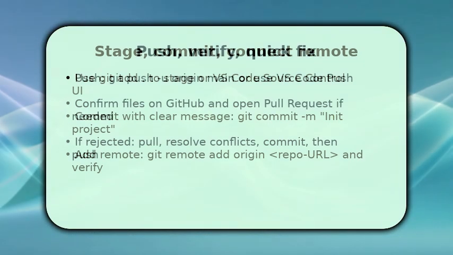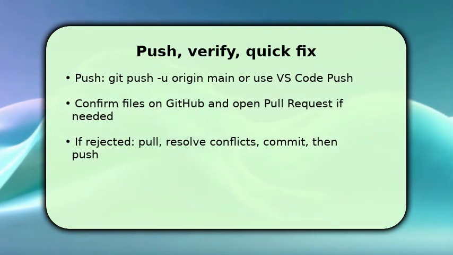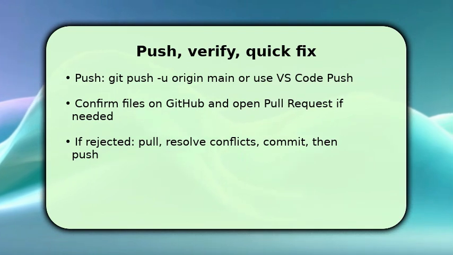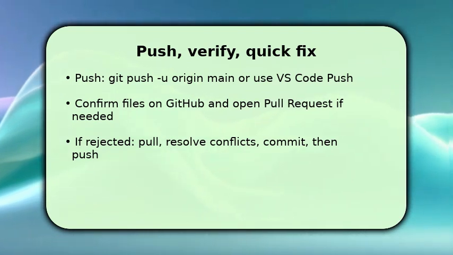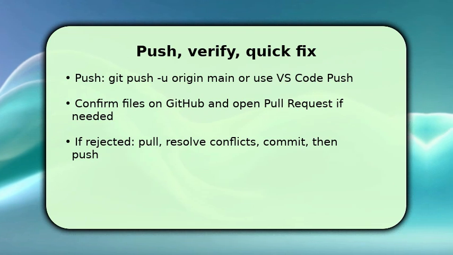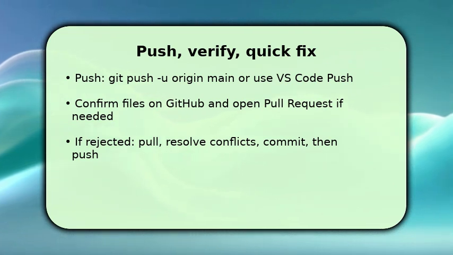Finally, push your code to GitHub with git push -u origin main or use VS Code's push button. The -u flag sets upstream so future pushes are simple. After pushing, refresh the GitHub repo page to confirm files and inspect the commit history.